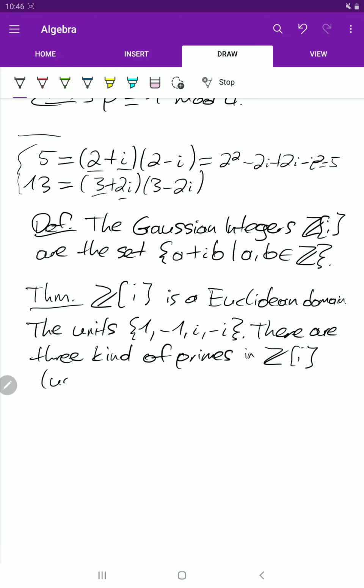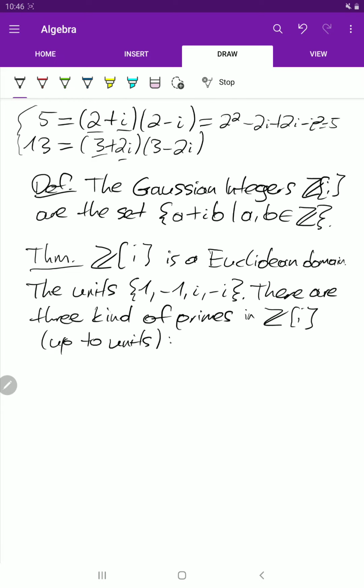So the primes up to units, of course we can multiply with a unit and we still have a prime. The first kind of prime is just one of this kind, that's 1 plus i. Up to unit there's 1, if we include units there's 4. This corresponds somehow to 2. In algebraic number theory we would say that it ramifies, but you don't need to bother about knowing this.